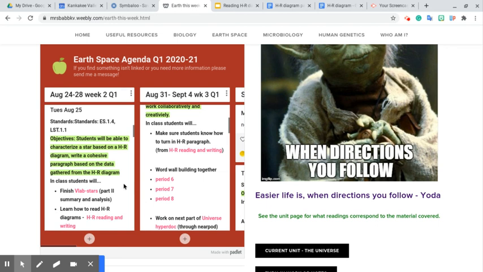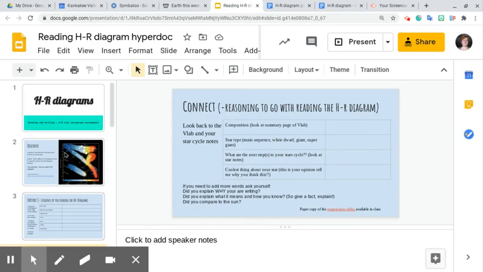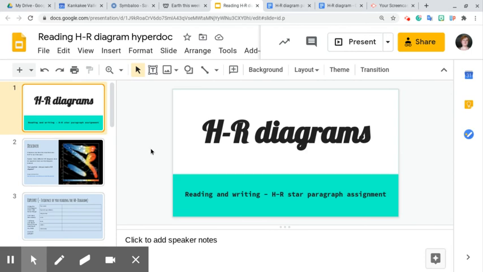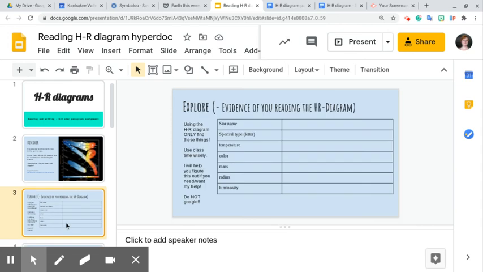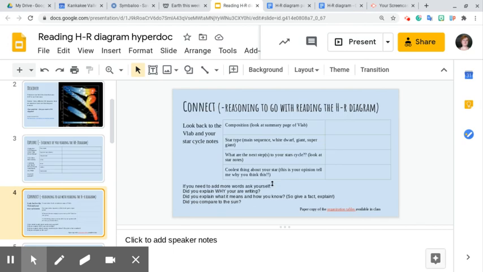Hello, so today we're going to go through the H&R Reading and Writing, and this was originally done August 25th. So if you go there, you can see the button there. I click on that, it takes me to here, H&R diagrams, the H&R star paragraph assignment. And here you can see our first thing was we need to get a star from the charts that was not from our VLab stars. And we are collecting this information.